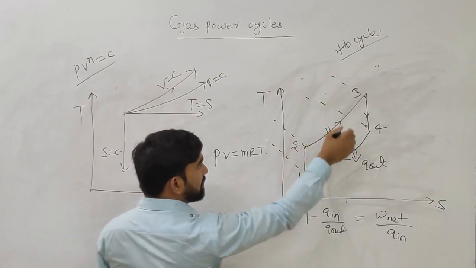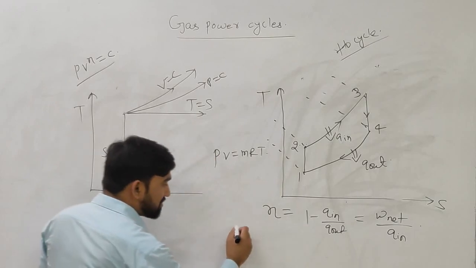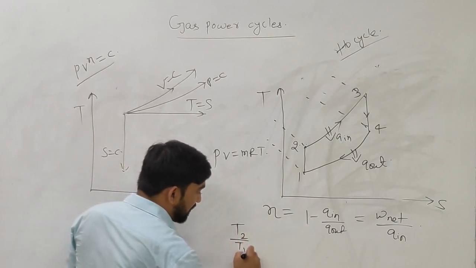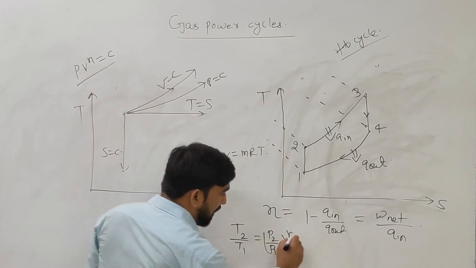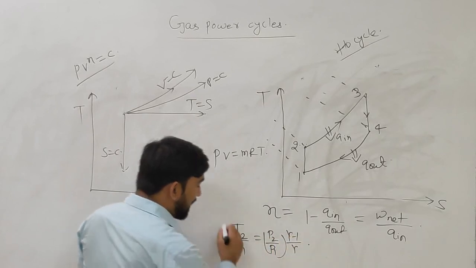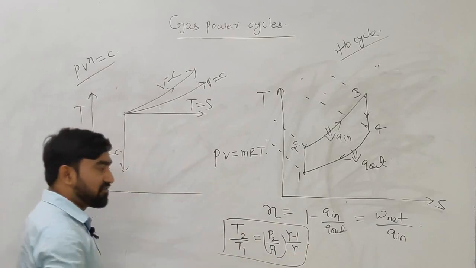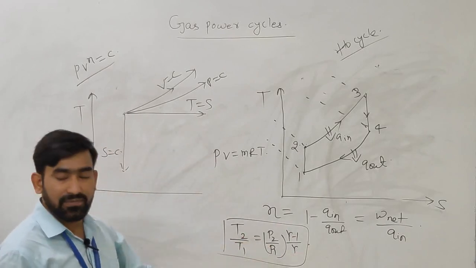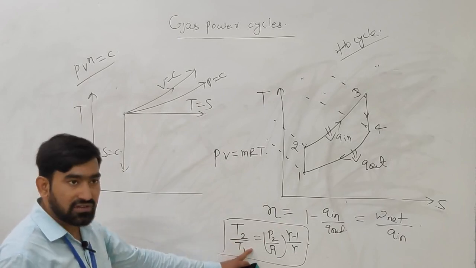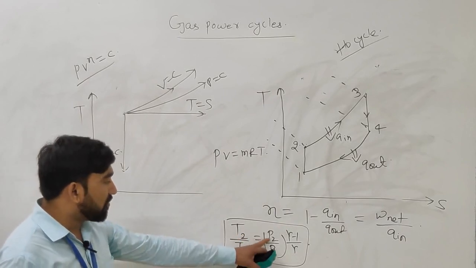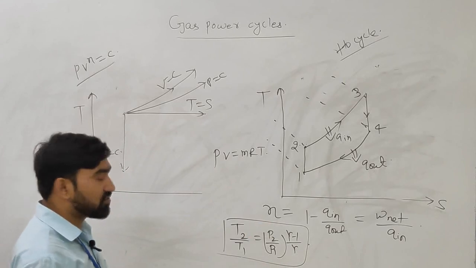temperature at 2, 1, 3 and 4, we will go for the relationship T2 by T1 equal to P2 by P1 power gamma minus 1 upon gamma, and this relationship works for a reversible adiabatic or isentropic process. So in case of isentropic process, we will use T2 by T1 equal to P2 by P1 to the power gamma minus 1 upon gamma.